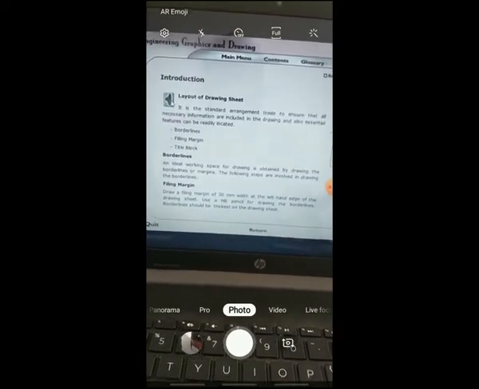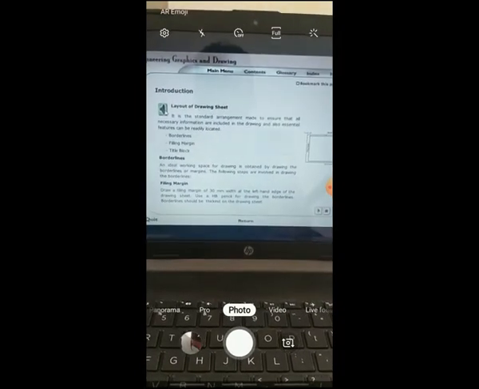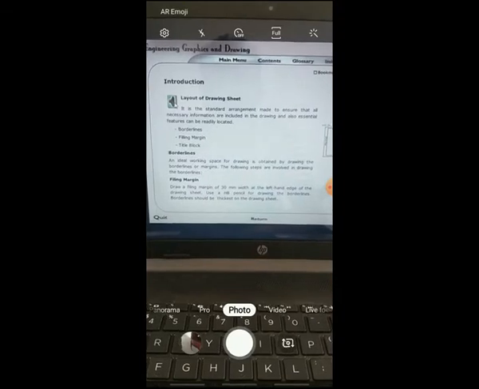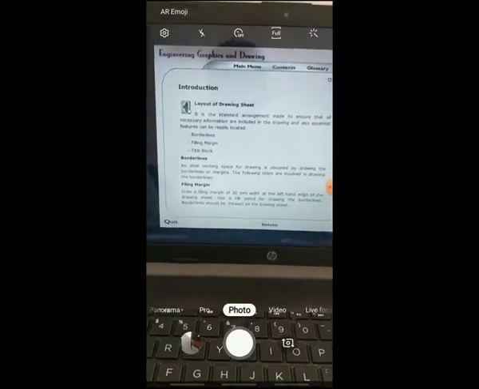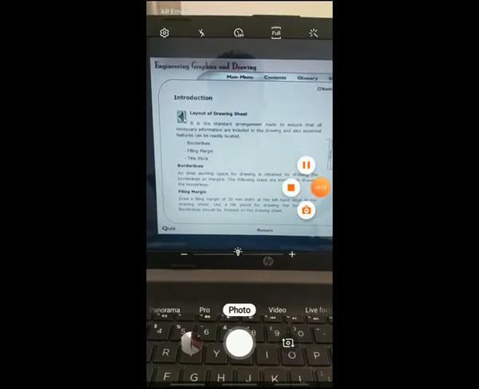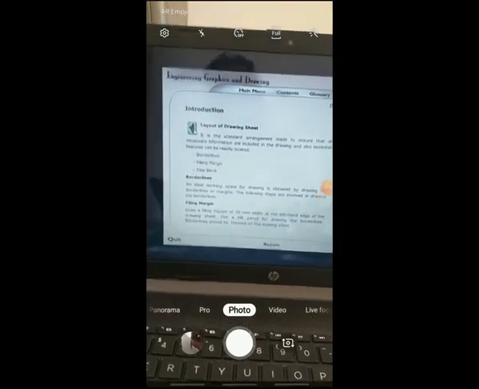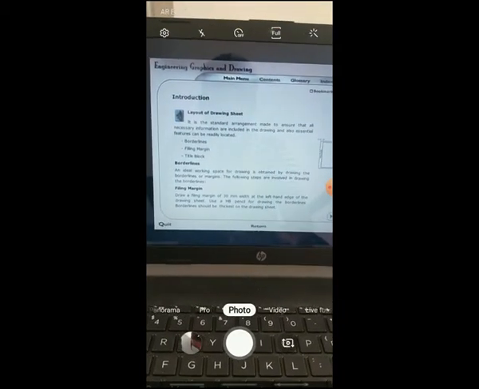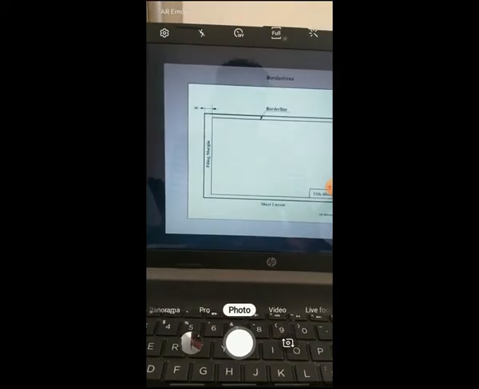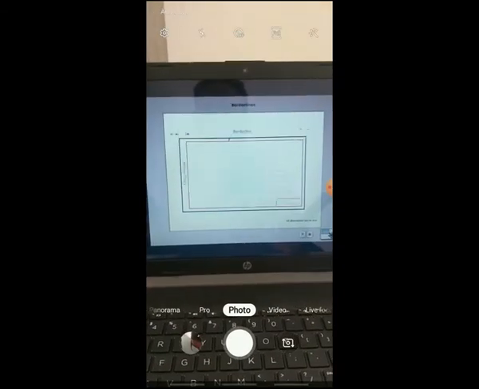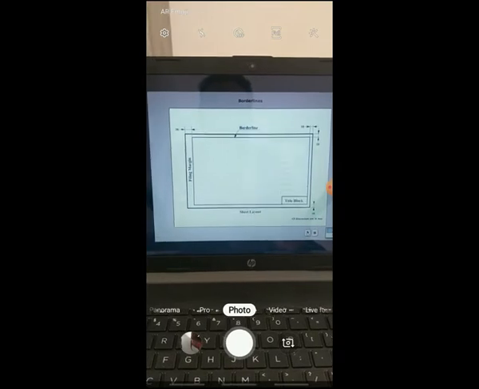Layout of drawing sheet. It is the standard arrangement made to ensure that all necessary information is included in the drawing and also essential features can be readily located. Border lines, filing margin, title block. This is the way of preparing a drawing sheet.